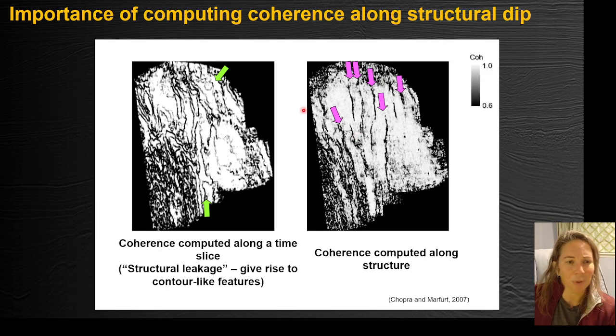And so this is an example of what can happen on the left-hand side if you calculate the coherence along a time slice. Instead of seeing the faults, you actually get this kind of structural leakage, and it almost looks like contours, because you're sampling above and below the horizon that you're actually interested in. But if you calculate the coherence along structure, it's nice and clear and clean cut, and you would have much more confidence picking faults when you calculate it along structure and along dip than you would without it.